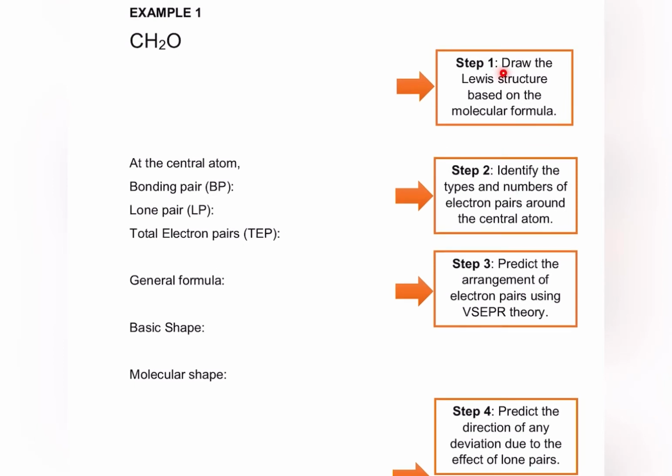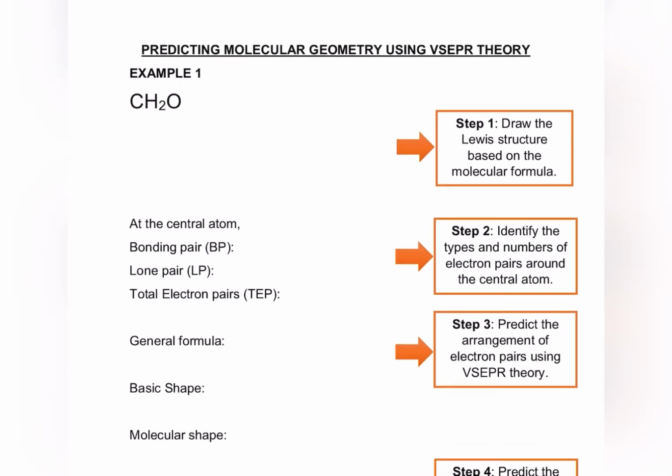For step 1, you have to draw the Lewis structure based on this formula. How to do it, you get back to your lesson when you learn how to draw the Lewis structure. Calculate the total number of valence electrons first. I got carbon with 4 valence electrons, and then I got 2 hydrogen atoms, it means 2 valence electrons, and I got 1 oxygen, 6 valence electrons. The total will be 12 of them.